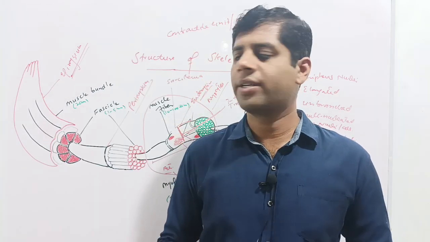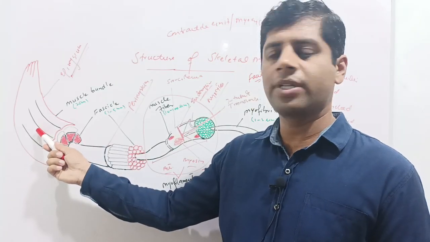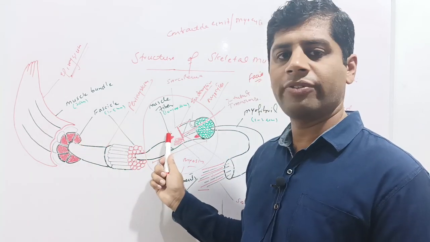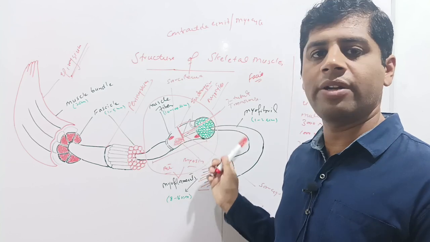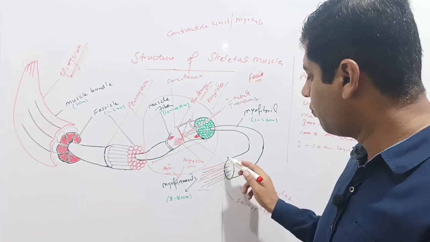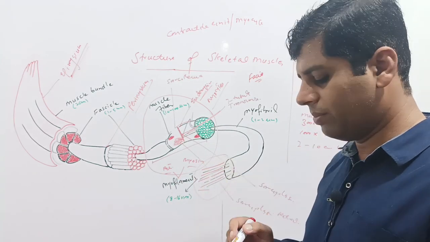It should be kept in mind that all the muscle components, starting from the muscle bundle to the fascicle to the muscle fiber, the fibrils and myofilaments, are all running longitudinally in parallel fashion. Now we will discuss the myofilaments, the actin and myosin myofilaments, in detail.